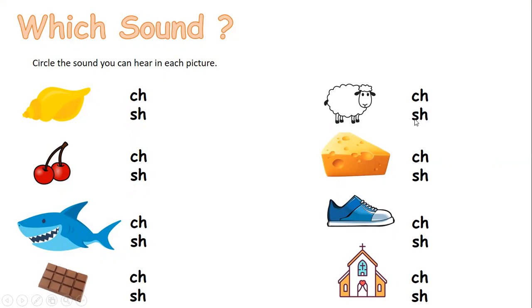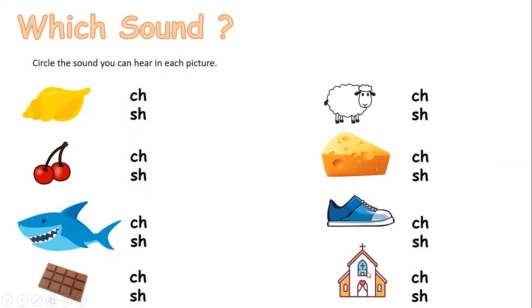Sheep, sh. This is a piece of cheese. So what is the first sound? Ch. So you will circle ch. And this is a shoe. What is the sound here? Sh. Shoe. So you will circle sh. S-H. Sh.